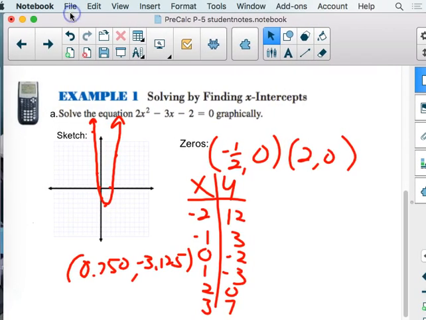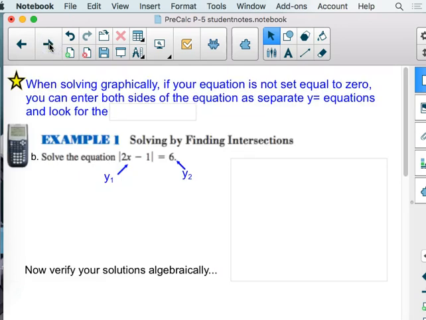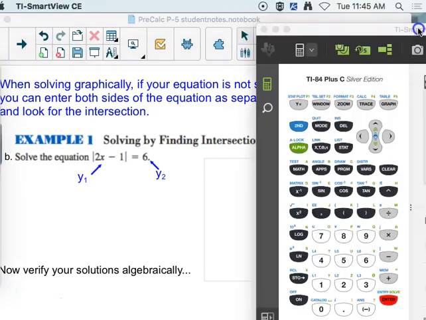So now, we've discussed a nice little parabola here. What about some others? Well, when solving graphically, if your equation is not set equal to 0, we can still solve it. You could set both sides of the equation as separate y equals equations, and you can look for where they intersect. The one problem with this is interpreting the answer, because what we're really trying to find is the intersection of these 2 points. So we're going to graph y sub 1 and y sub 2, and we're going to see where they hit each other. Now, we only care about the x answer, and I'll show you why once we have this up here. But that means we have to remember how to graph absolute value.